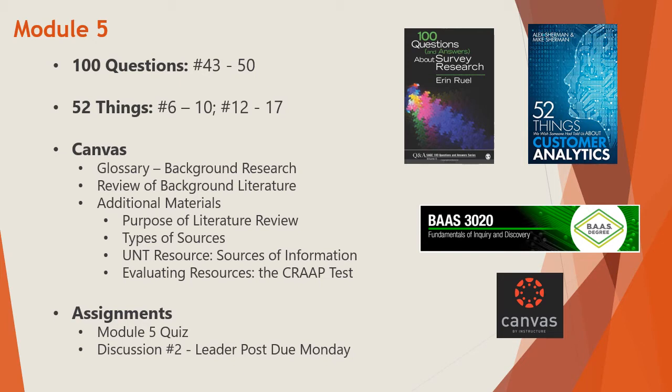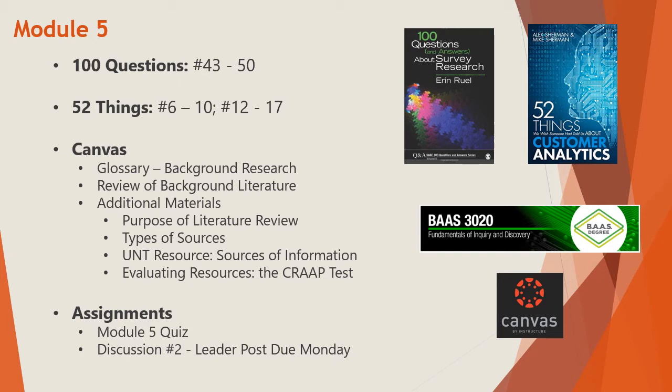And then in Canvas, you'll find research materials, specifically a glossary on background research, a whole page of information, which looks overwhelming, but it's really short. It's probably a 10 or 15-minute read. There's the review of background literature, and some good stuff there. And then the additional materials, although I've got 4 listed, they're all short videos or resources.